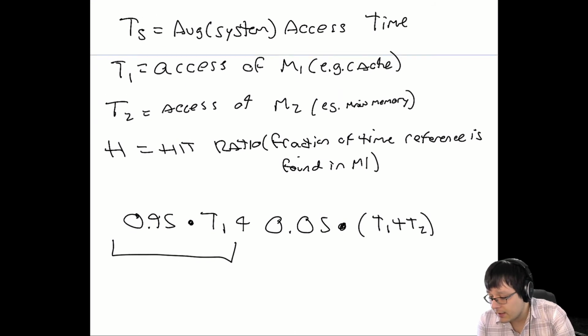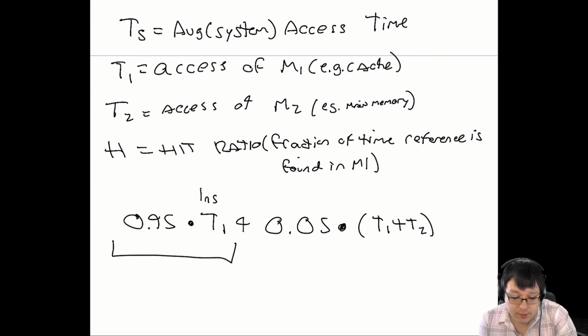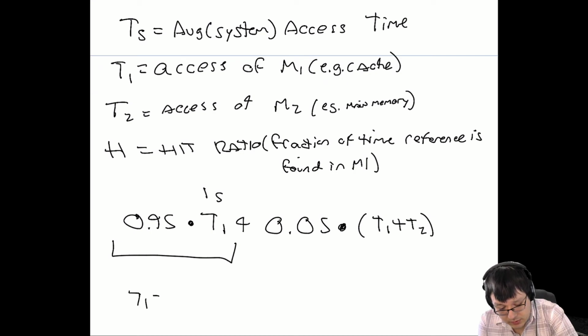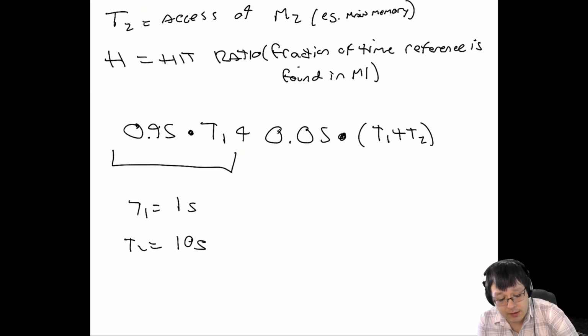So let's say that it takes 1 nanosecond to find, or no, let's say 1 second, just to make life easy. Let's say it takes 1 second to find something in M1, so that's the L1 cache or whatever. So T1 is equal to 1 second, and let's say T2 takes 10 seconds, because main memory is slower. So if we go ahead and do that, let's plug it in like that.